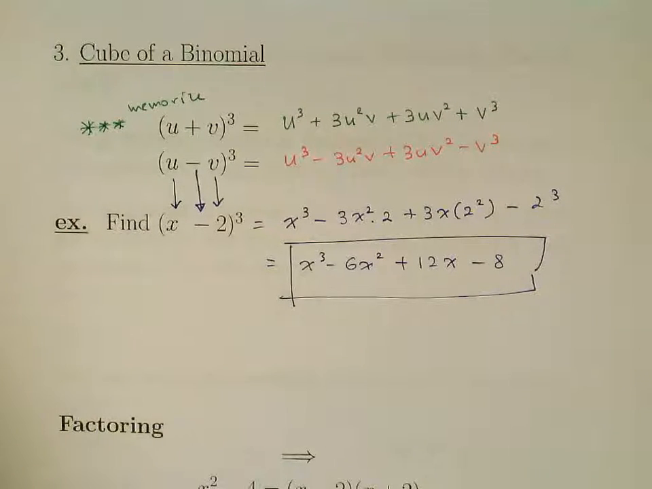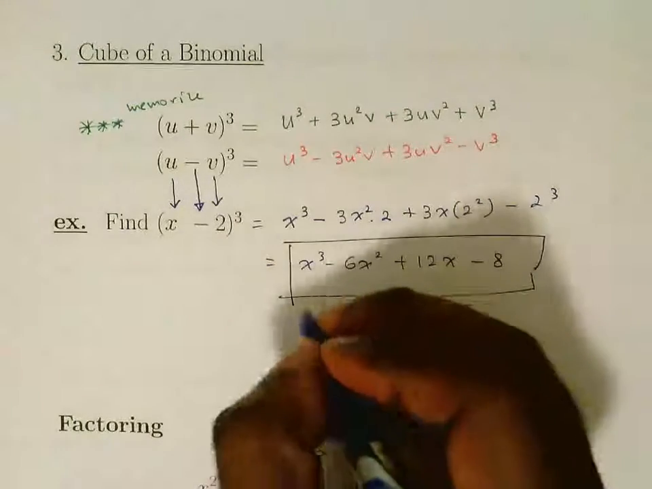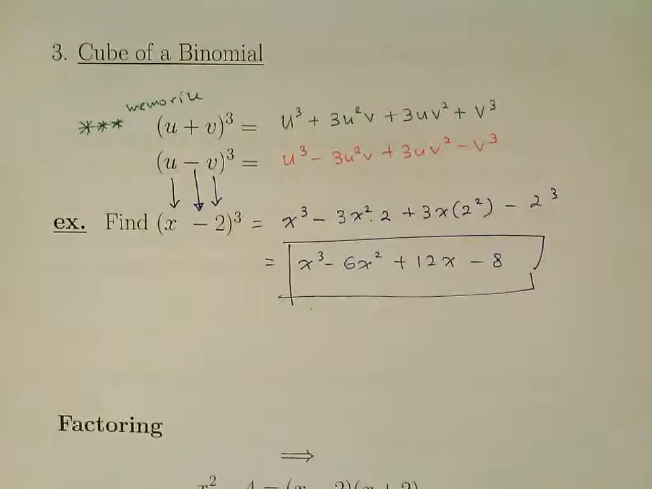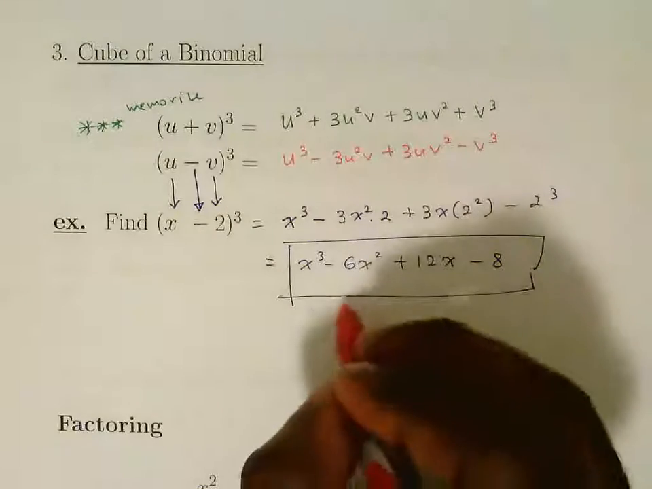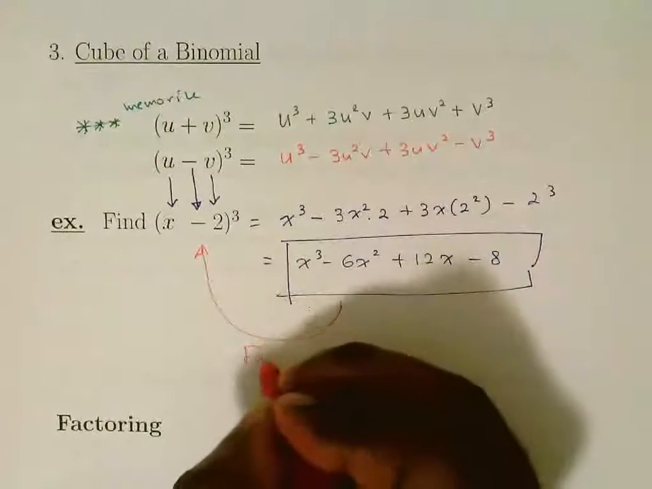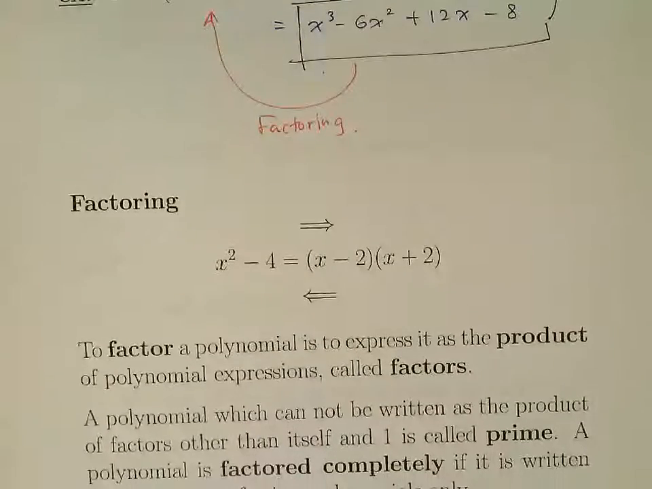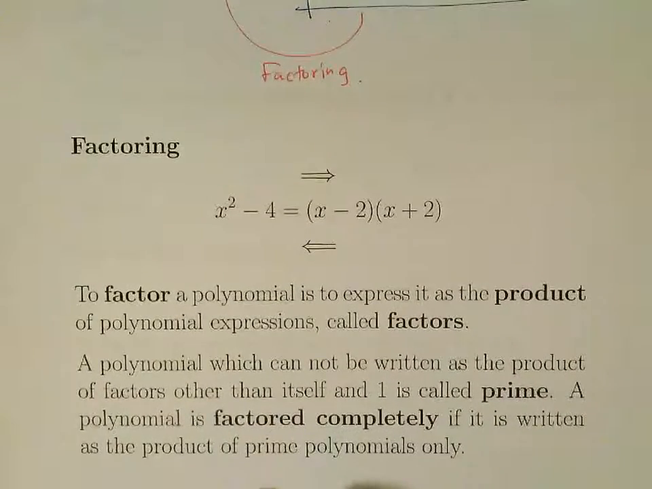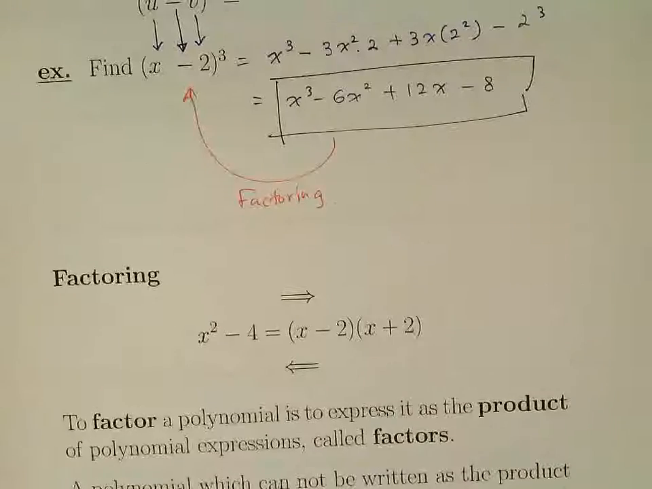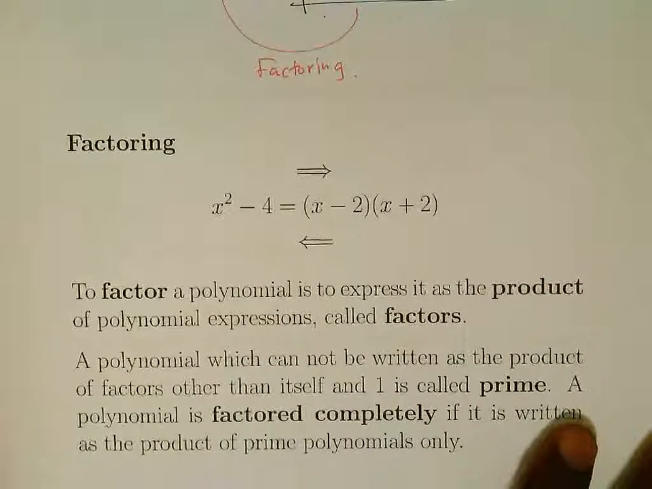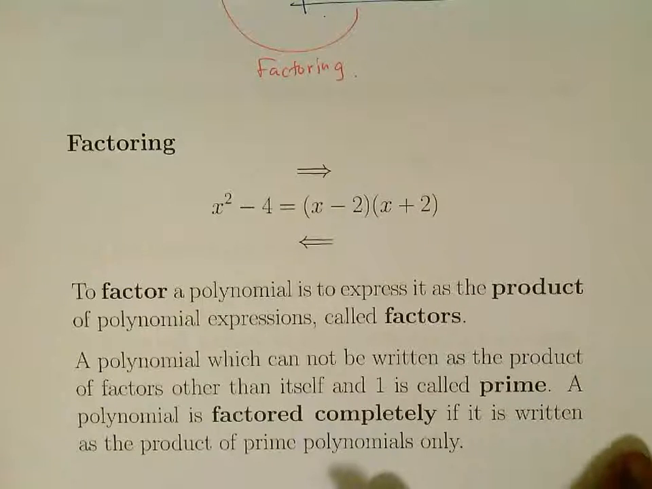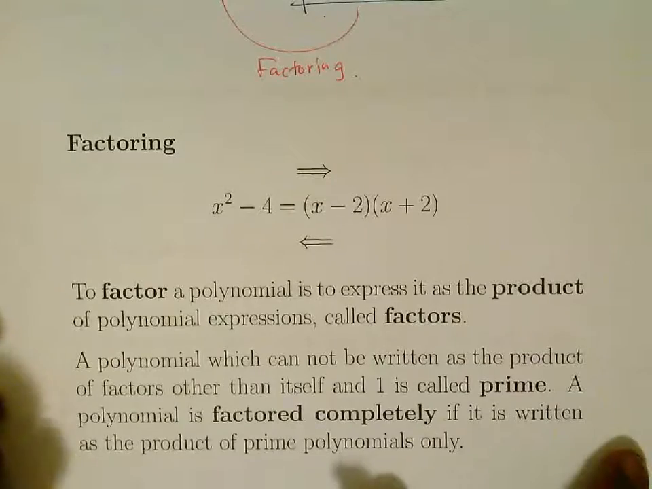Okay, so up to now we learned something called expansion. And the opposite of expansion, going from here to here, is called factoring. To factor a polynomial is to express it as a product of its prime factors. So a polynomial is factored completely if it's written as a product of prime polynomials only.